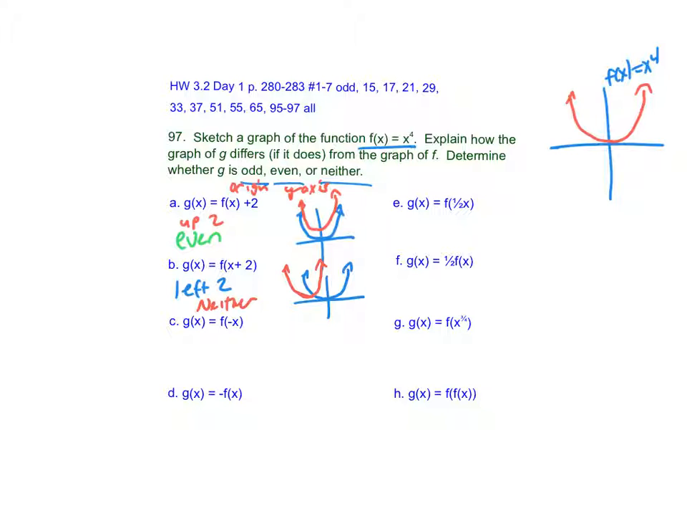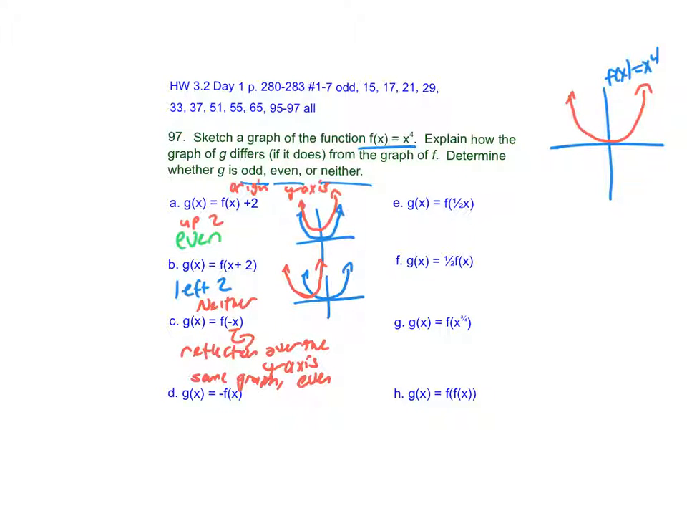F of negative x, so since the negative is inside the parentheses, this is actually changing the sign of x. So this is a reflection over the y-axis. If we reflect f of x equals x to the fourth over the y-axis, we get the same graph. So this is still going to be even.